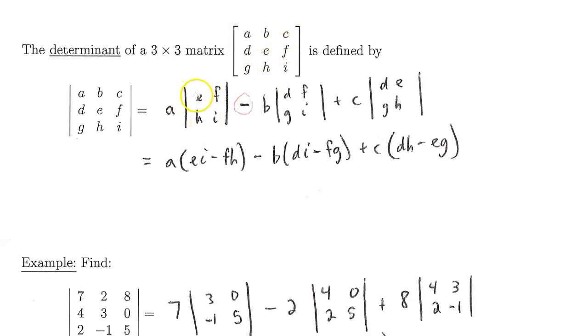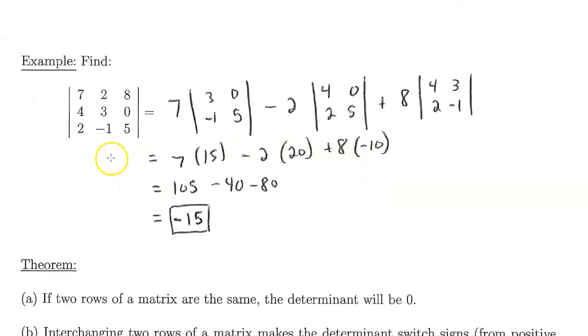And then, of course, the determinant of the matrix E, F, H, I is just E times I minus F times H. And so you can work this out. In fact, you could even distribute the A here and get some final formula for what the determinant of the matrix is. But I don't remember it based on what the final formula is. I just remember it based upon expanding along the top row.